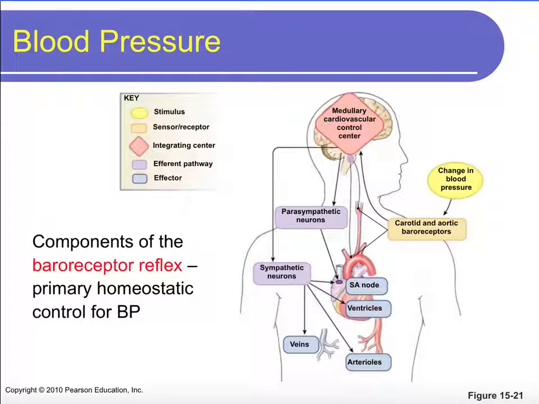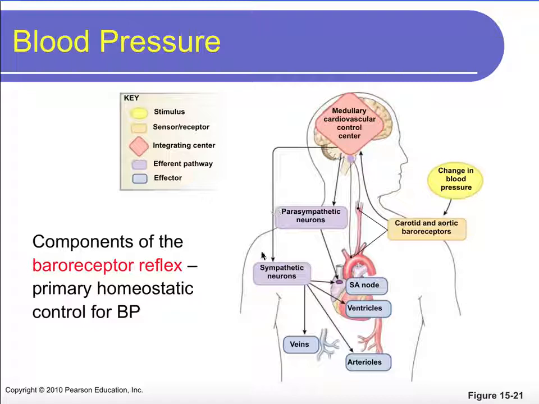Now let's take a look at blood pressure and blood pressure control. So we know the cardiovascular system can influence blood pressure. And we also know that the medulla is the cardiovascular control center. So when we need to increase blood pressure, we would turn on the sympathetic output. When we need to decrease blood pressure, we would turn on the parasympathetic output. So let's take a look at what these nervous systems will do in terms of the cardiovascular function.